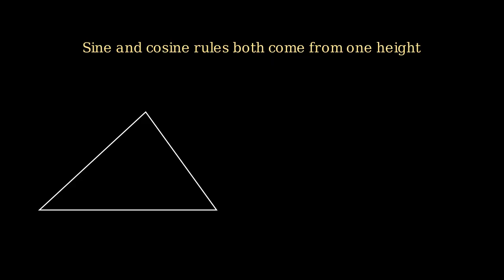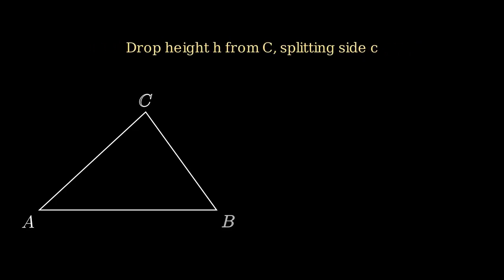Two of the most powerful triangle formulas, the sine rule and the cosine rule, both fall out of one simple move, dropping a single height inside any triangle. Take any triangle with sides a, b, and c and angles A, B, and C opposite them.